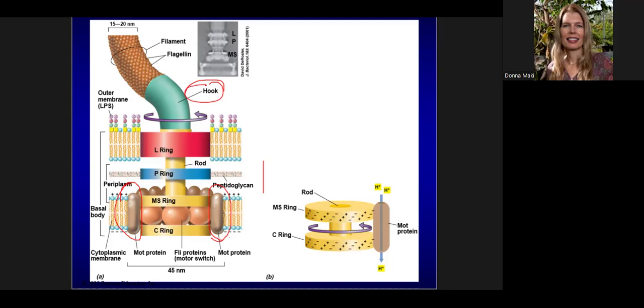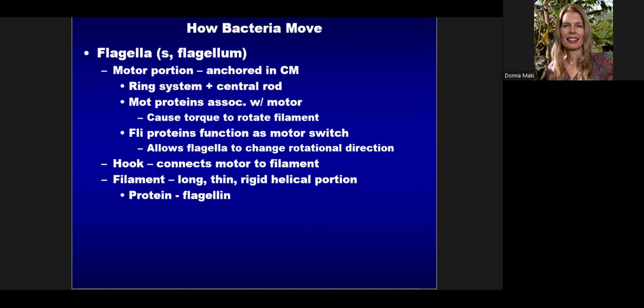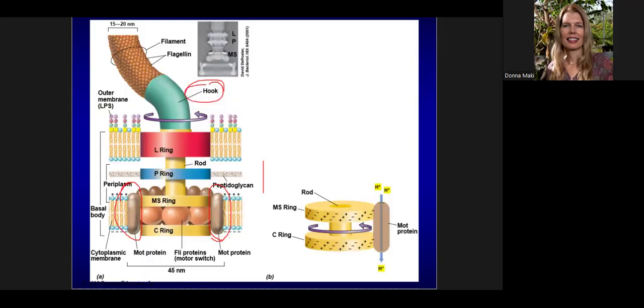Okay, did we cover everything? Let me look back. Now, where is that? Flea. Oh, yeah, the small ones. Yeah, the flea proteins. These are the motor systems. So the MOT proteins are kind of round, and then inside of that are the flea proteins. And then you have your rings, your rods, your hook, your filament.